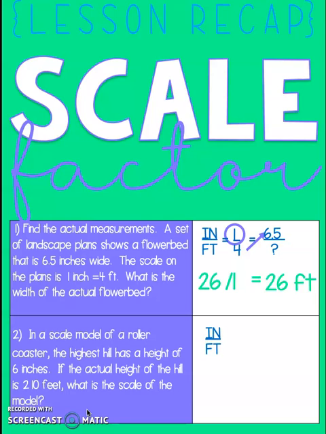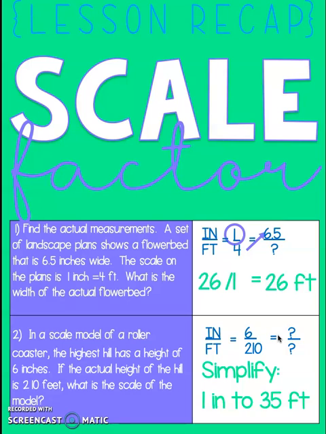So again, we're going to set it up. We're going to define our proportion. We're going to say we're putting our inches on the top and we're putting our feet on the bottom. So our inches on the scale is 6 and our actual feet is 210. So we have 6 over 210. If we're looking for the scale, what we're going to do is we're going to simplify. Okay, so to get our scale, we want it in lowest terms, so we're just going to simplify that fraction. So when we do that, we get that 1 inch is equivalent to 35 feet.